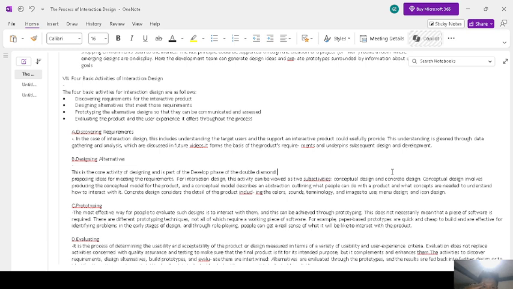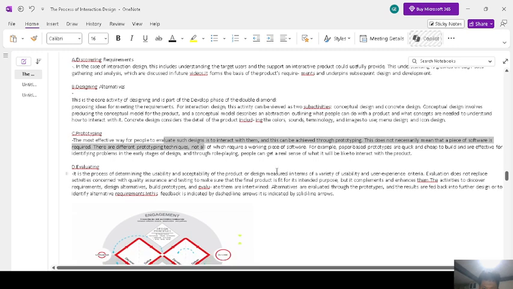Prototyping. The most effective way for people to evaluate such designs is to interact with them, and this can be achieved through prototyping. This does not necessarily mean that a piece of software is required. There are different prototypes, not all of which require a working piece of software. For example, paper-based prototypes are quick and cheap to build and are effective for identifying problems in the early stage of design. And through role playing, people can get a real sense of what it will be like to interact with the product.